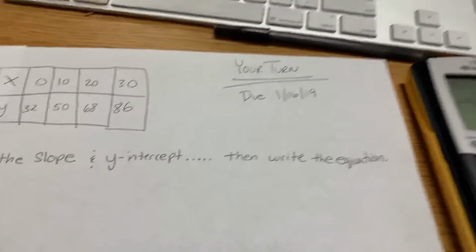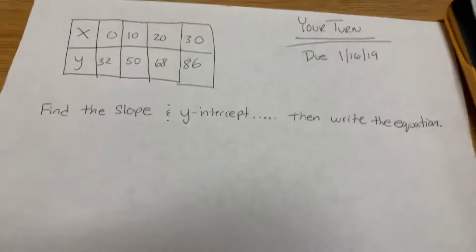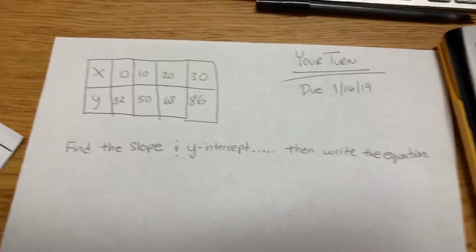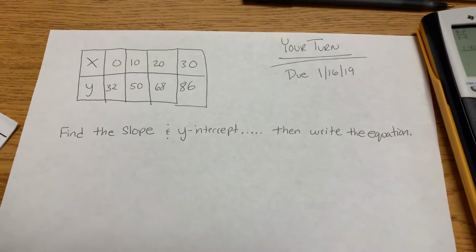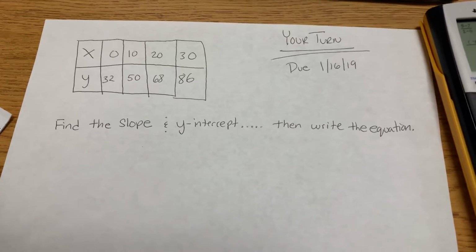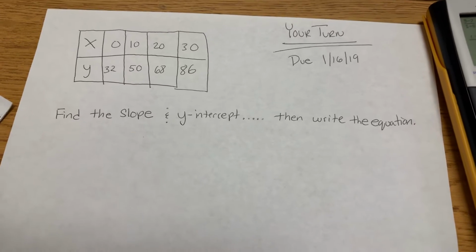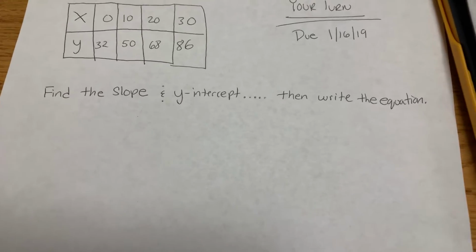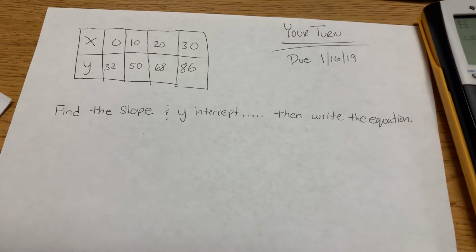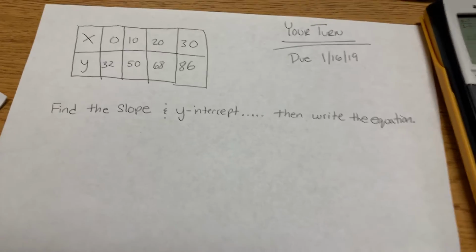Now, you guys, it's your turn. Here's the example I came up with. You're going to find the slope of this table and the y-intercept, and then you're going to write out the equation. And you're going to bring it back to class tomorrow on a separate sheet of paper. You need to make sure you draw the table and show all your work. You need to write down the formula for slope, and you need to label what ordered pairs you're using for x1, y1, x2, and y2.